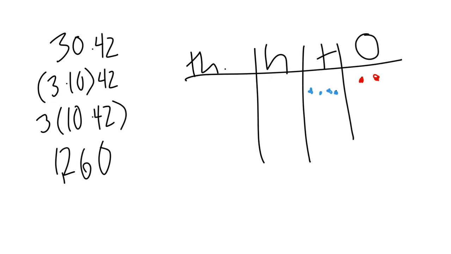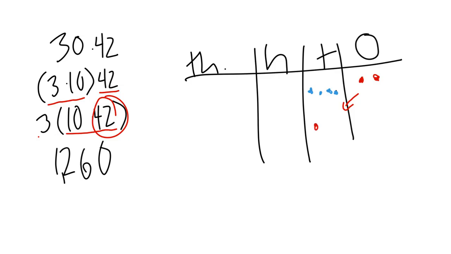Hi friends, for our last problem, we're going to have 30 times 42. With the associative property, we can break that down into 3 times 10 times 42. So we're going to use our place value chart, and we're going to put 42 into our place value chart. So we'll have 4 tens and 2 ones. Since it's 10 times 42, everything is going to shift over and be multiplied by 10.